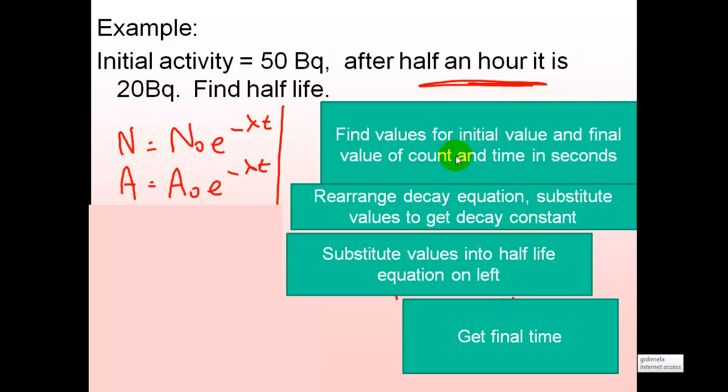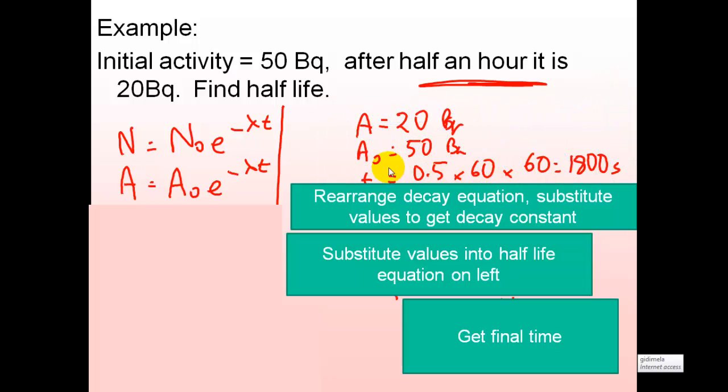So we use the equation where we find the values for the initial value and the final value of the count and the time in seconds. We know the activity finally is 20, initially it's 50. What is the total time? It's going to be 0.5 hours times 60 times 60, which is half of 3,600, which is 1,800.